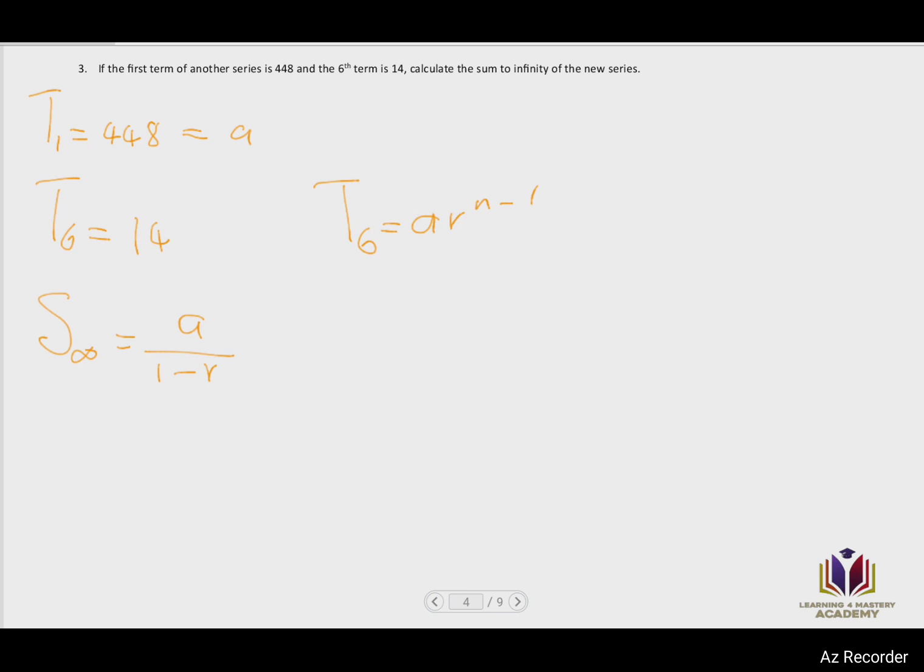What's our a? Our a is 448. Our T6 is 14. So we're going to say 14 equals 448 r to the 6 minus 1. This is going to give us 5. It's going to be 448 r to the power of 5. 14 on that side. We divide both sides by 448. This cancels that. Then we're going to say r to the power of 5 is going to give us 1 over 32. Then we can fifth root both sides. This cancels that. You're going to have r equals 1 over 2.